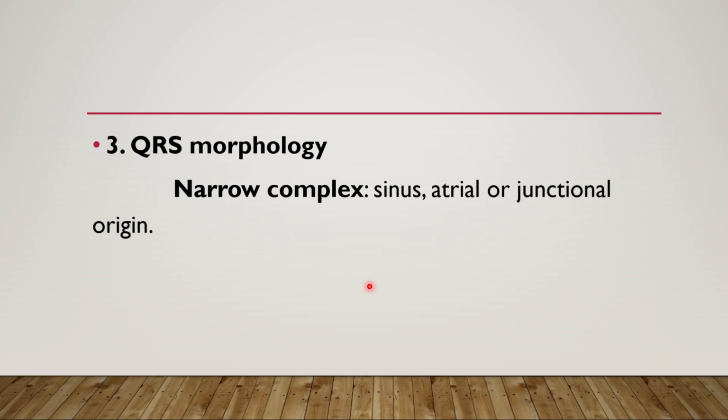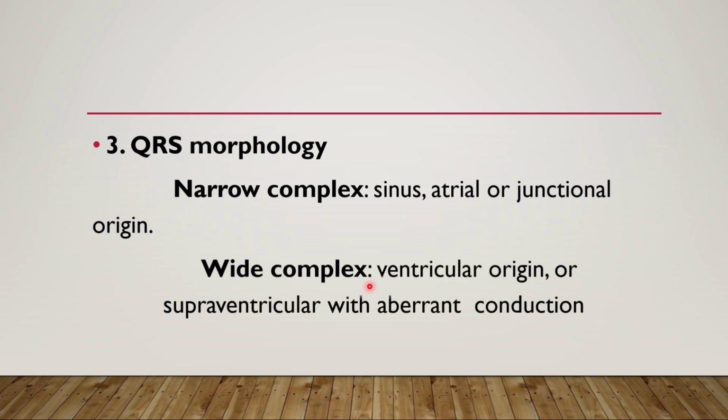Also, QRS morphology is important because in case of tachycardia, if there is a narrow complex tachycardia, it means that the tachycardia is of supraventricular origin. While in case of wide complex tachycardia, the tachycardia could be of ventricular origin, or it might be due to some supraventricular rhythm with aberrant conduction.